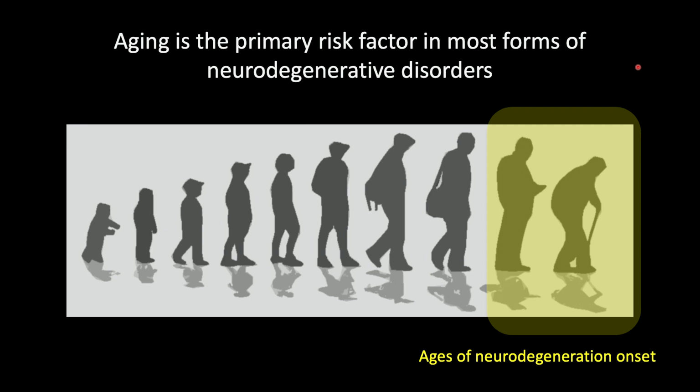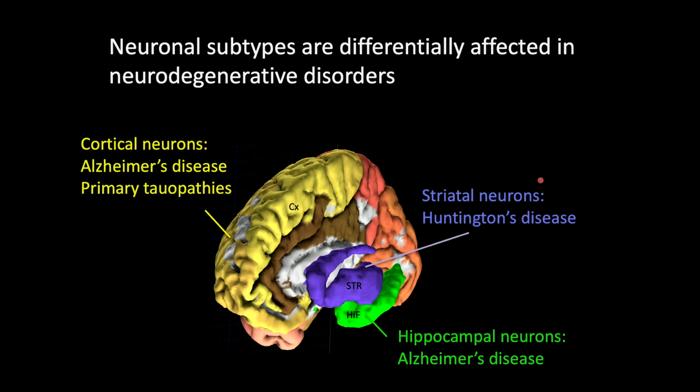So what we are trying to understand is, as we age, why do we become more vulnerable or susceptible to these late onset or adult onset disorders. At the same time, the question becomes a bit more complicated because there are different neuronal subtypes that are differentially affected in neurodegenerative disorders. For example, one of the focuses that I will talk about today will be Huntington's disease. In Huntington's disease, it is the striatum that's mostly affected by the disease. And of course, in Alzheimer's, it's cortical neurons and hippocampal neurons.